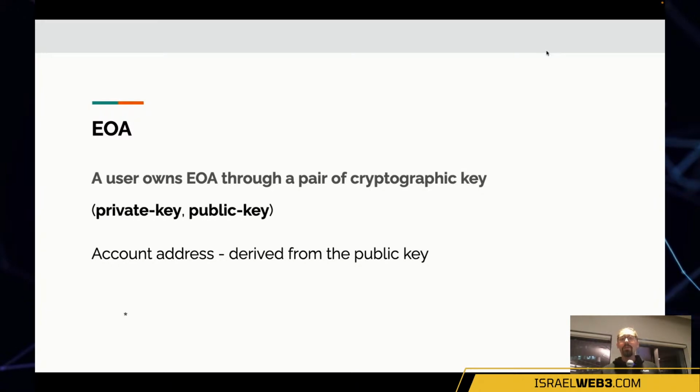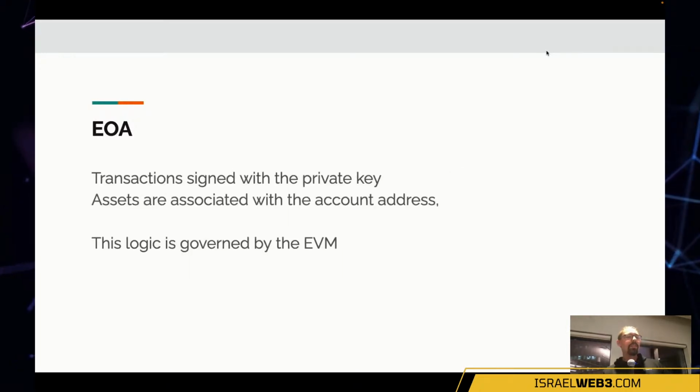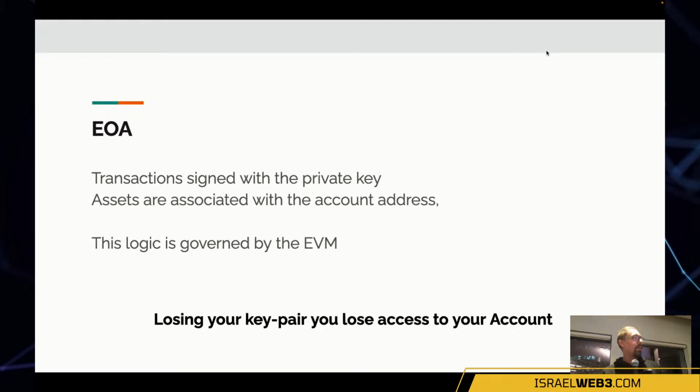Externally owned accounts are controlled by a cryptographic key pair, private key and public key, and the account address is derived from the key. That's the account everybody is using. Transactions are signed with the private key, and the assets are associated with the account address. The logic of this is governed by the Ethereum virtual machine. And if you lose your key pair, you lose access to your account. So what does this mean?